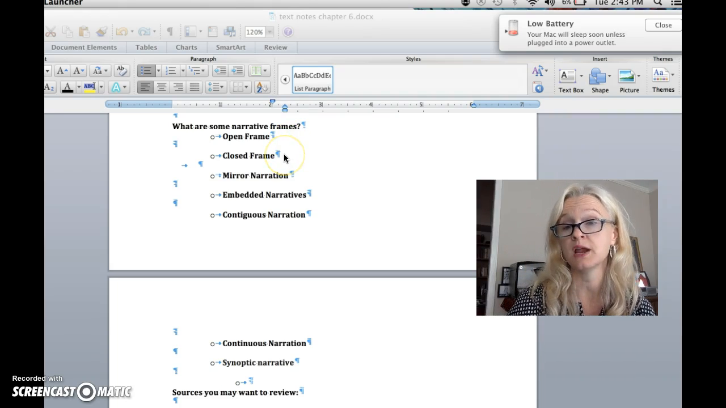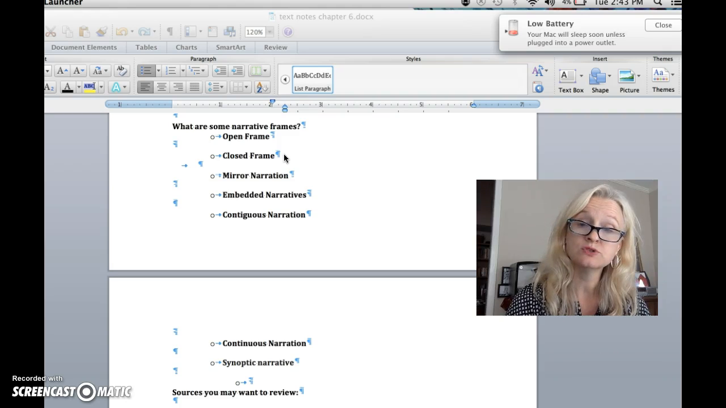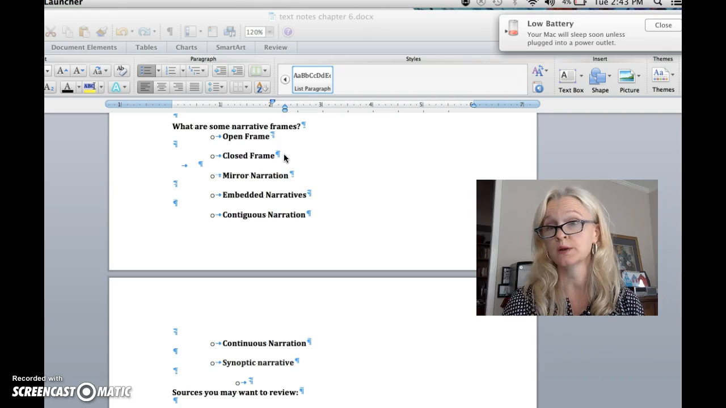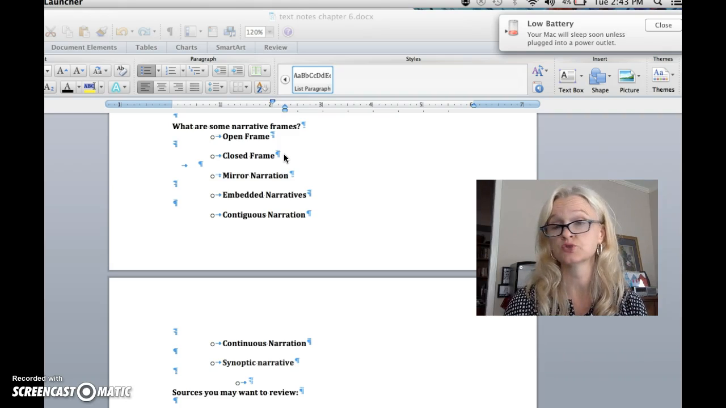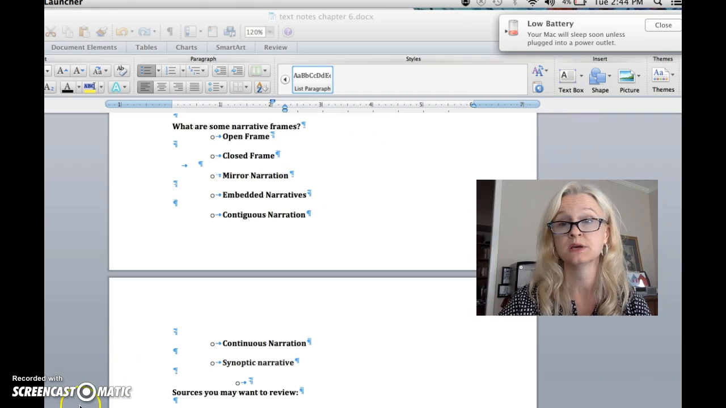A closed frame is like Ethan Frome, where you begin in the outer frame, we learn about a character, and then we get inside the story, and usually they're different. You get inside the story, the whole story of Ethan unfolds, and at the end we go back to the frame. So it begins and ends on the same note.